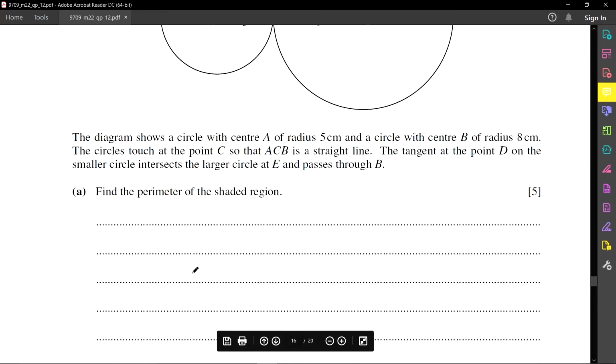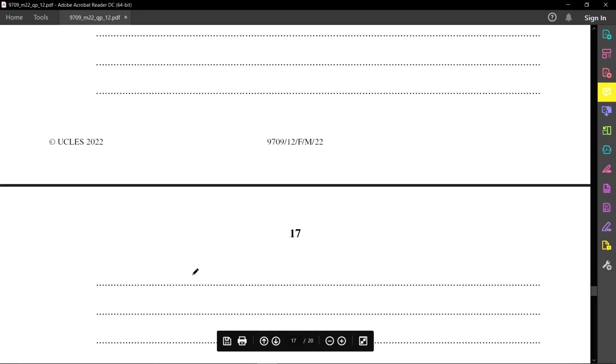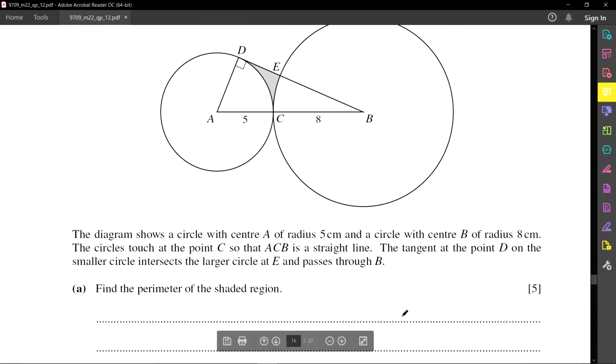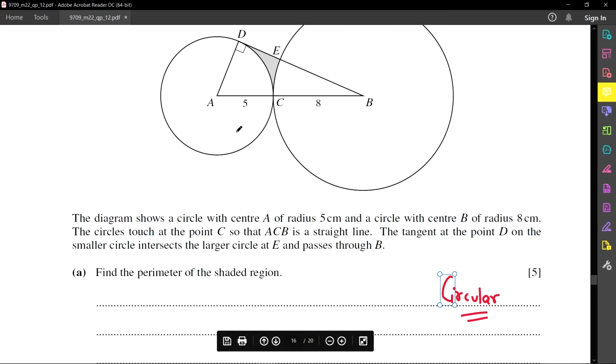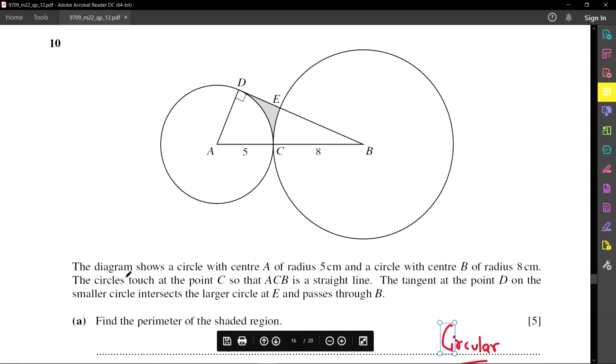Now let's move on to question number 10. This has something to do with circular measures. The diagram shows a circle with center A of radius 5 and a circle with center B of radius 8. The circles touch at the point C so that ACB is a straight line. The tangent at the point D on the smaller circle intersects the larger circle at E and passes through B. Find the perimeter of the shaded region.